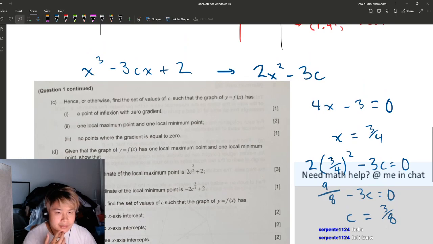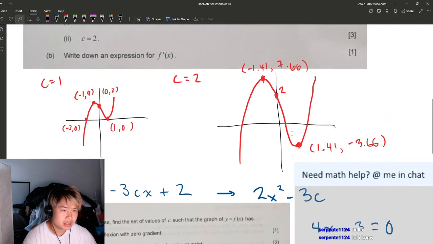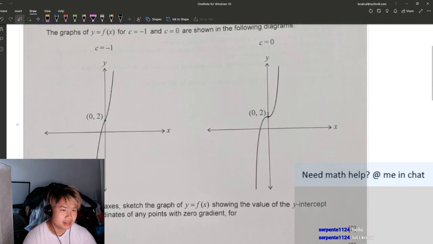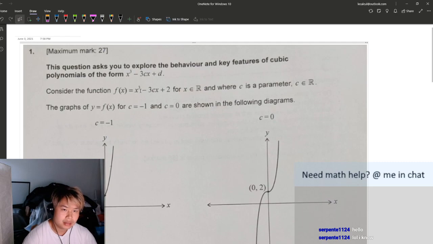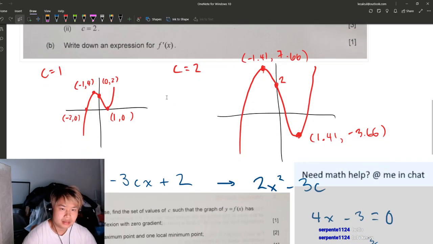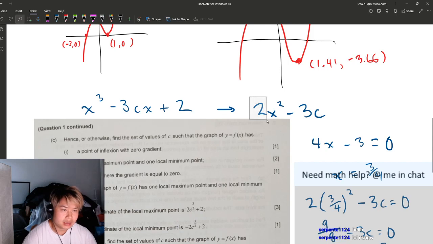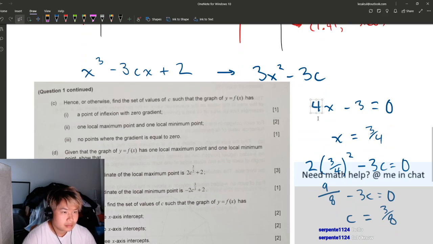So where did I go wrong? It's only worth 1 mark. Point of inflection with 0 gradient, 1 mark. Is it right here, when c is 0? But why doesn't my way work? Did I even take the derivative correctly? Did I even write down the function correctly? x cubed minus 3cx plus 2. Oh, what the heck? This should be 3. Ah, stupid mistakes.